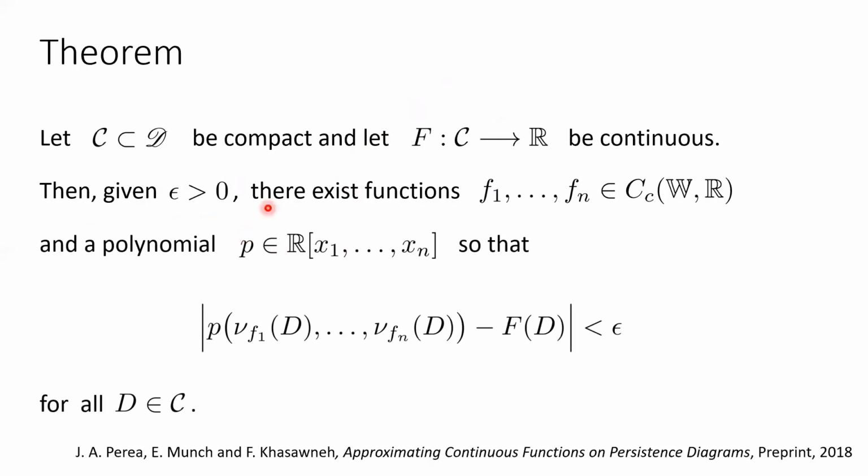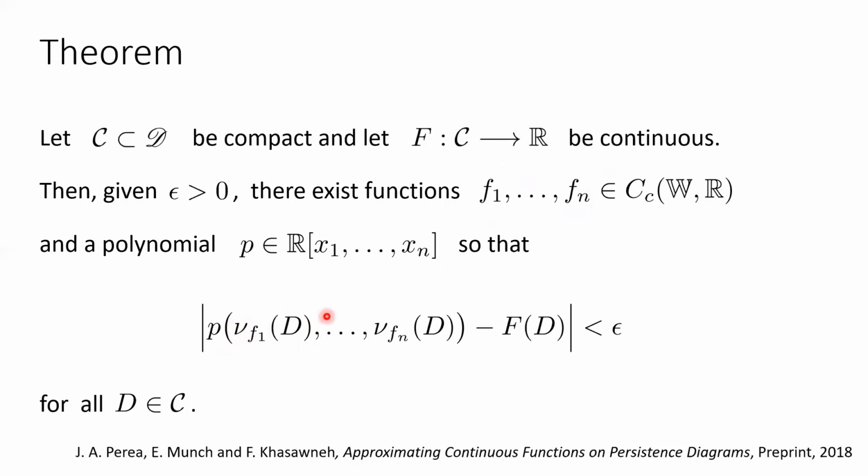You can also find a polynomial on n variables. So the number of variables is going to be equal to the number of template functions that you can find. And then the following is true. For each one of these functions, so f1, f2, fn, you can define these, remember these functions nu f1, nu f2, and all the way up to nu fn. And then what the nu f's are doing is, again, taking the points in the diagram and evaluating them on f, and then adding all the values together. So this is a real number right here.